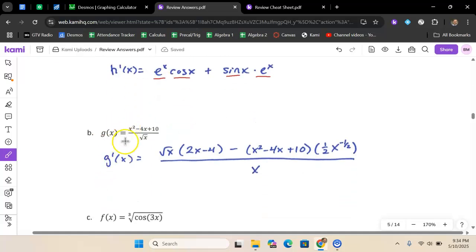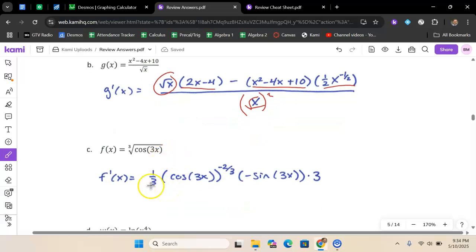B is a very basic quotient rule. I've got a division problem, so I do the bottom times derivative of the top minus the top times derivative of the bottom all over the bottom squared. So really that's the square root of x squared, which just turns into x.